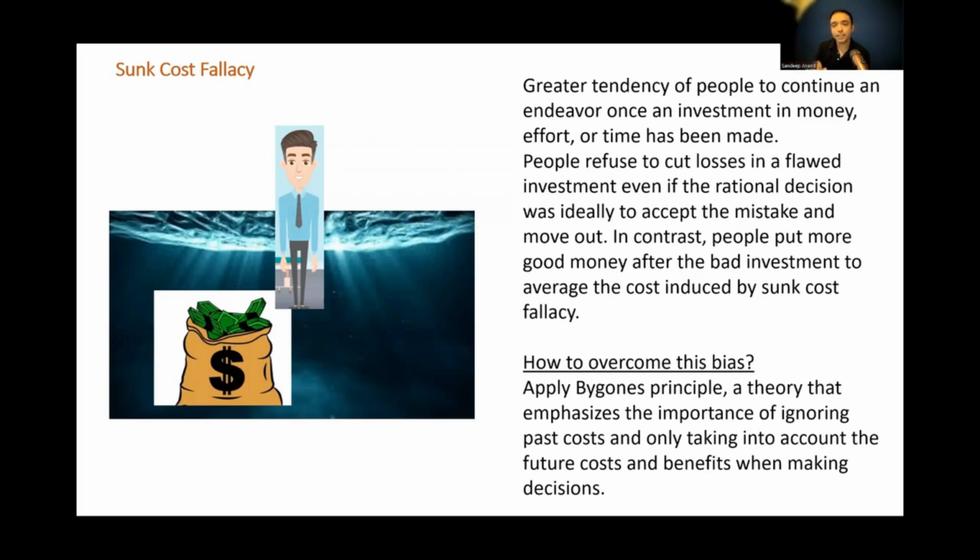That's a fallacy. And you can come over it by system 2 level thinking, as I said. You can apply something called the bygones principle. What is that? It's a theory that emphasizes the importance of ignoring past cost and only taking into account the future cost and benefits when making decisions, right?